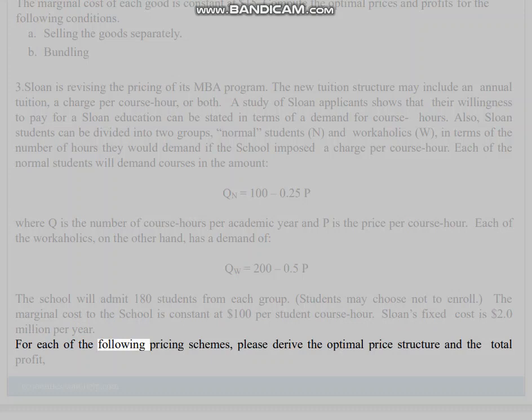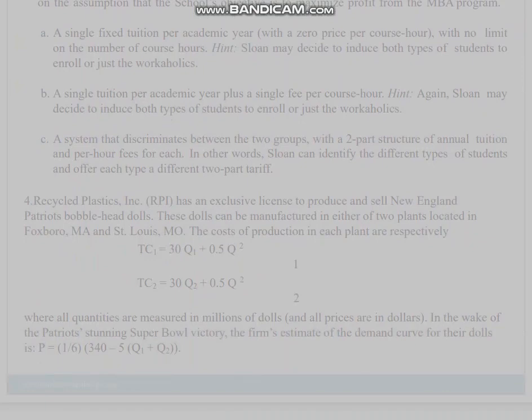For each of the following pricing schemes, please derive the optimal price structure and the total profit, on the assumption that the school's objective is to maximize profit from the MBA program. A. A single fixed tuition per academic year, with a zero price per course hour, with no limit on the number of course hours. Hint: Sloan may decide to induce both types of students to enroll or just the workaholics.